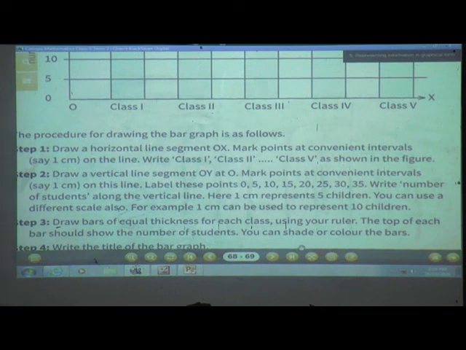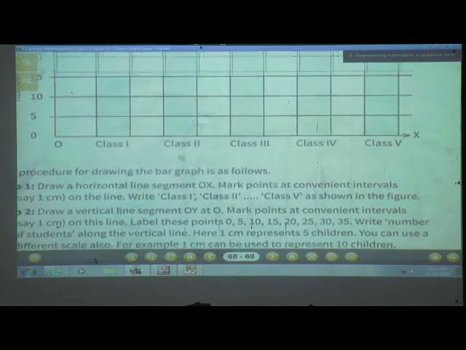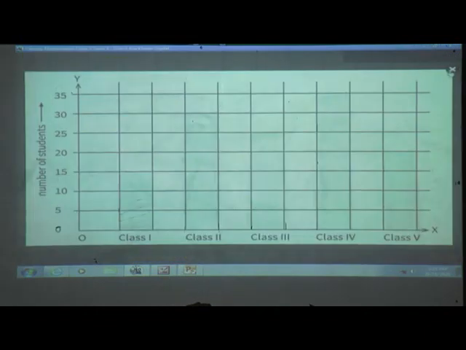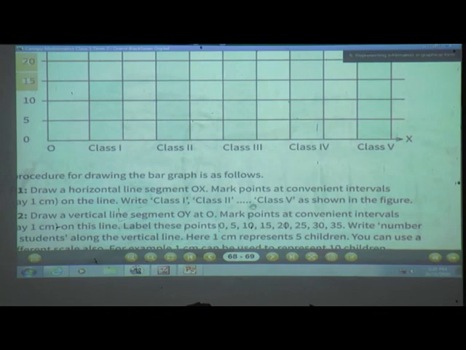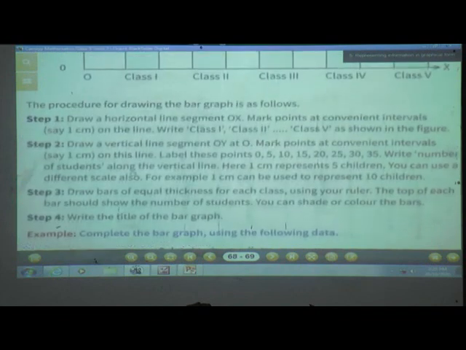Now step 3. Draw bars of equal thickness for each class using your ruler. The top of each bar should show the number of students. You can shade or color the bars. Now step 4. Write the title of the bar graph. See, title is very necessary here. So always write the title also and the scale also. And don't forget to write x-axis and y-axis.